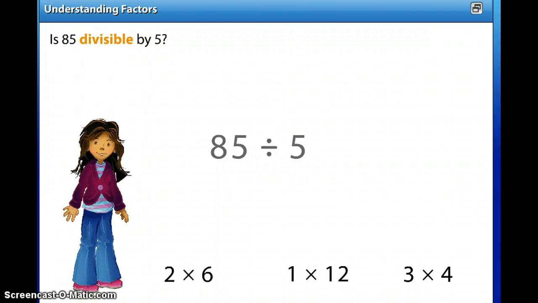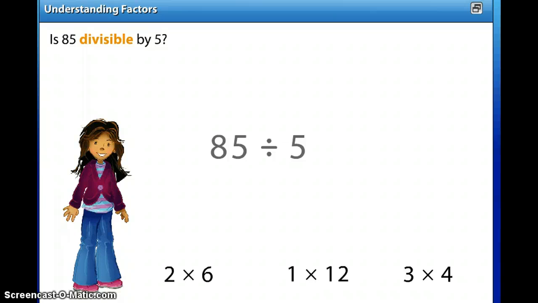Is 85 divisible by 5? Yes. How do we know 85 is divisible by 5? Hope? You can divide 85 by 5 because when you multiply by 5, it always ends in a 0 or a 5. Okay, so anything that ends in a 0 or 5 is divisible by 5. But we also know that 85 is divisible by 5 because it's a multiple of 5. If we counted by 5s, we would get to 85, right?